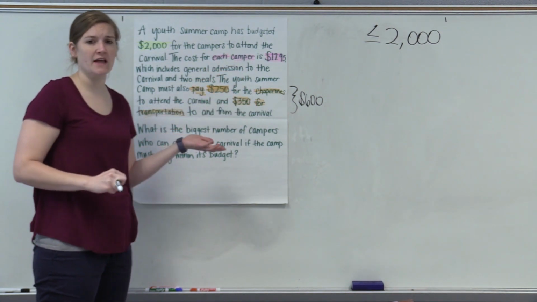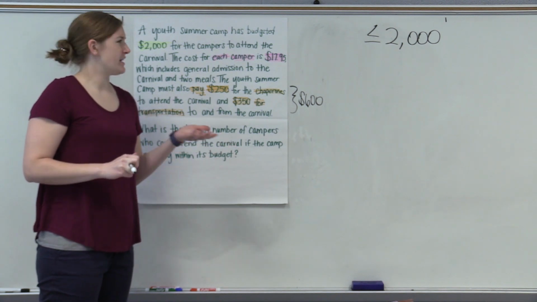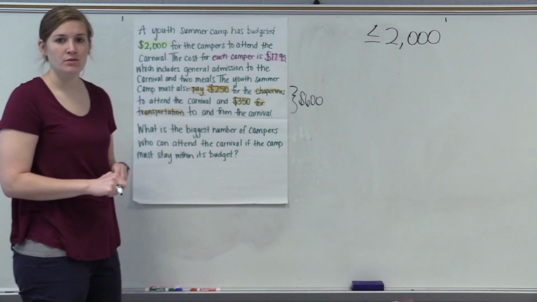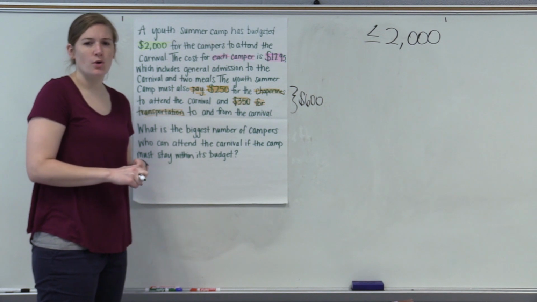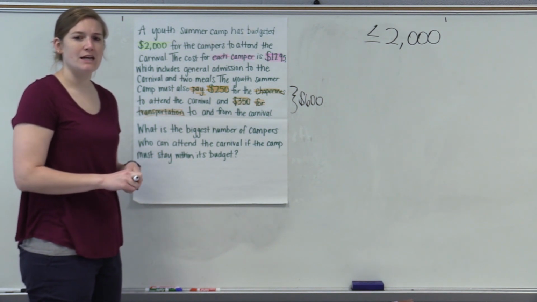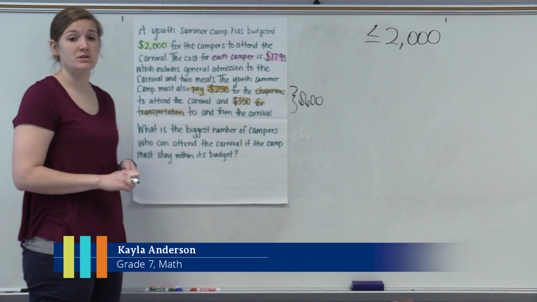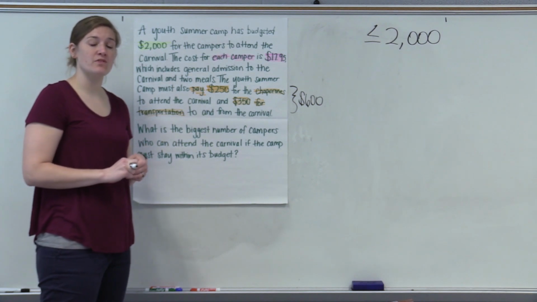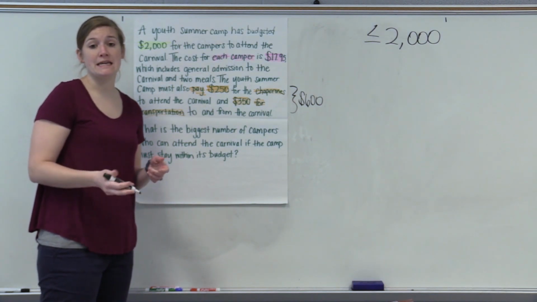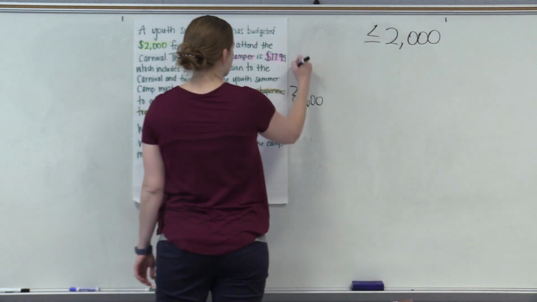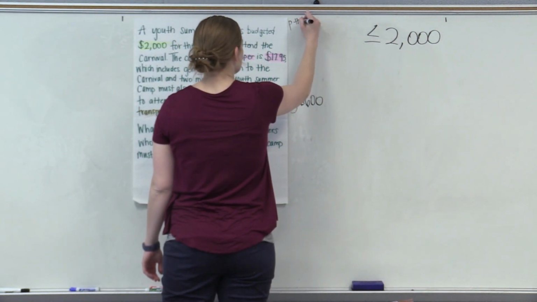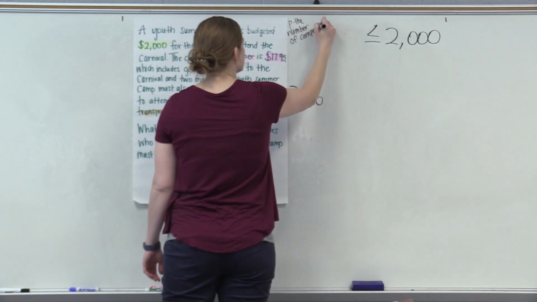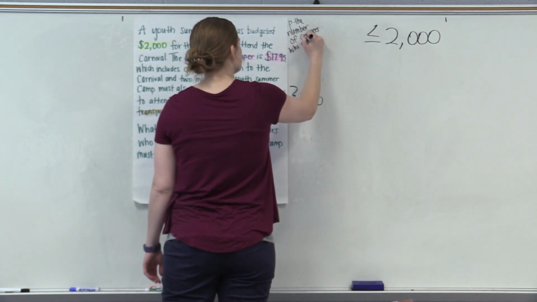We need to come up with the other side there. So what does our variable represent in this problem? Remember that a variable is just a placeholder for an unknown value, and typically we use a letter for that. So what is our variable going to represent, and what is the unknown quantity that we don't know here? Well, we need to know the number of campers who can attend. So let's use P to represent the number of campers who can attend. I'll write that here. P is going to be the number of campers who can attend.